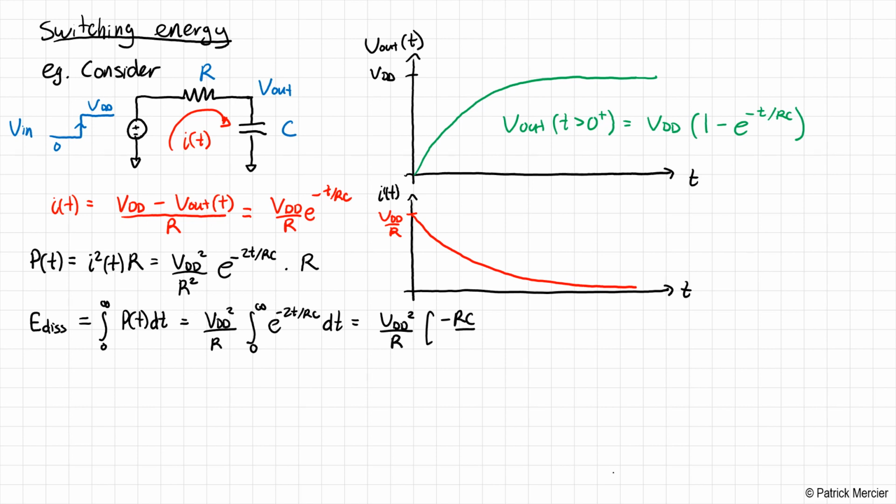The integral is minus RC over 2 times e to the minus 2t over RC, evaluated between 0 and infinity. If you do this evaluation, what you'll get is a somewhat surprising result, or perhaps it's surprising if you haven't thought about this very deeply. The result of this integral is that the energy dissipated in this resistor is equal to 1/2 C VDD squared. That's it. All right, so this is a very, very important result. It's so important that I'm going to box it, and then I'm going to put not 1, not 2, but 3 underlines here. Okay, that's how important this is.